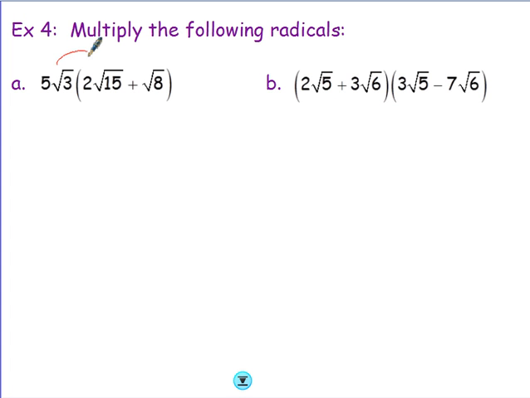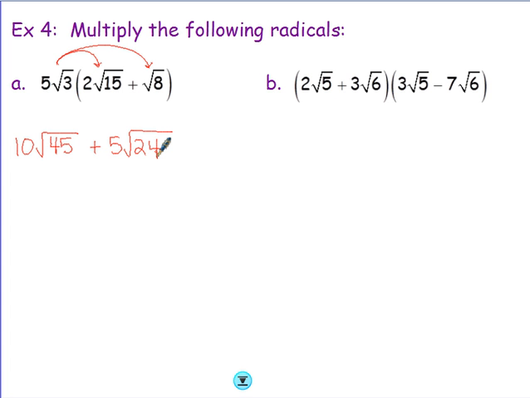Remember, outsides with outsides, insides with insides. 5 times 2 is 10. And under the radical, 3 times 15 is 45. The only thing outside is a positive 5, but 3 times 8 is 24 under the radical.